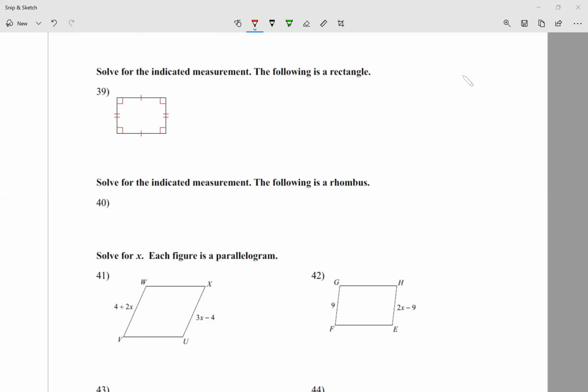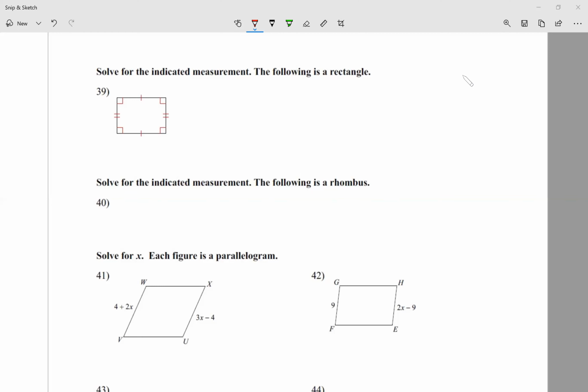The other special parallelogram that I mentioned was a rhombus. So we're going to look at a rhombus. Let me talk about rhombus first. So we know a rhombus, all four sides are equal. Not all four angles, not necessarily, just the four sides. And the interesting part on the rhombus is that opposite angles are equal.